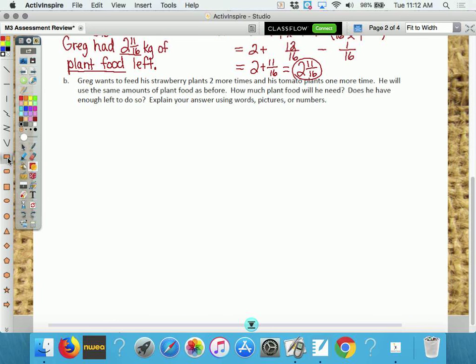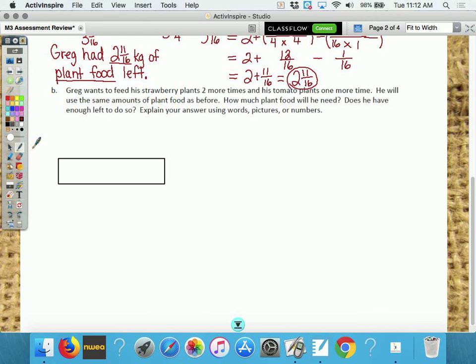Okay, so I'm going to get a tape diagram on here. And let's talk about what we need. Do we have a total amount of plant food left? Yes. What is it? 2 and 11/16. Okay. And he wants to feed his strawberry plants 2 more times and his tomato plants 1 more time. So set it up like this. Trust me.